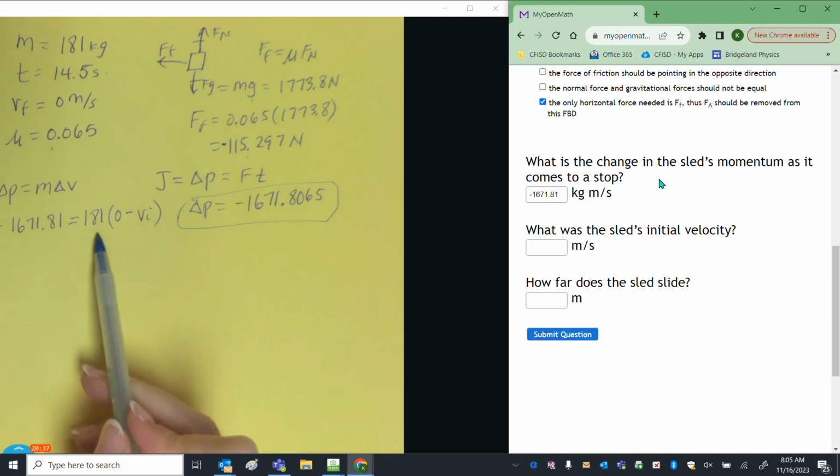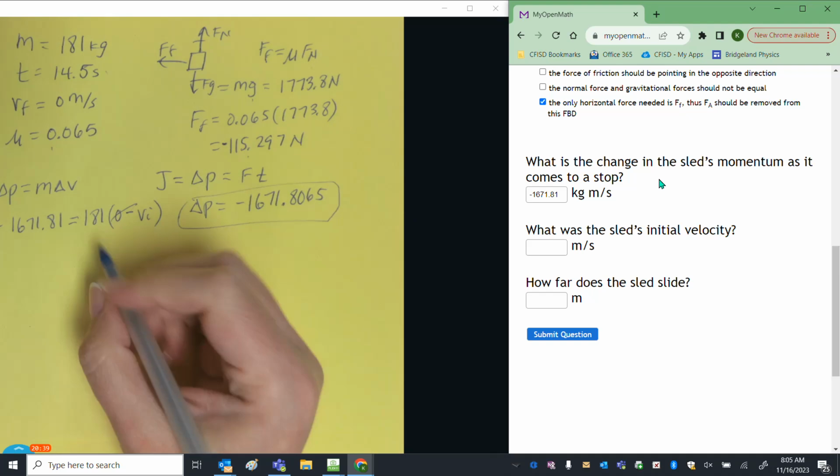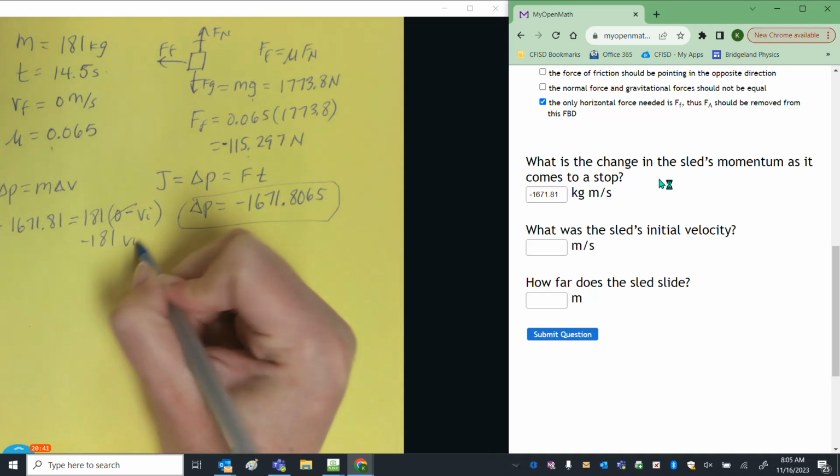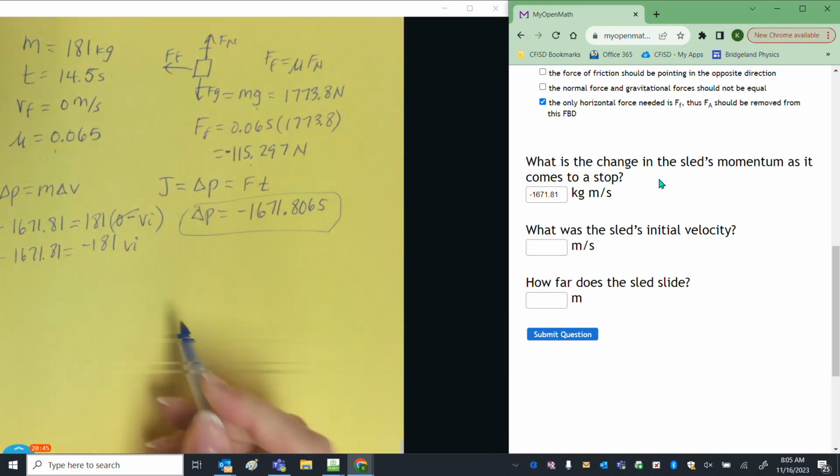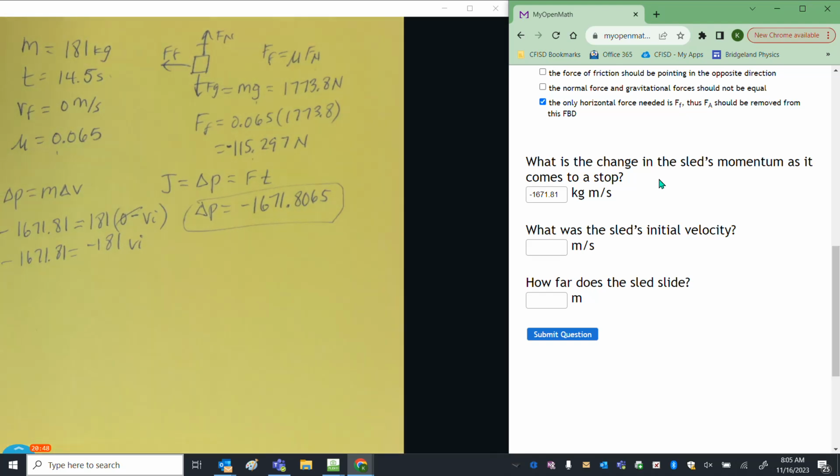And so from here, I'm going to get rid of that 0. I have negative 181 VI. I have negative 1671.81. I'm going to divide that by 181. Those negatives cancel, and I get 9.2365.